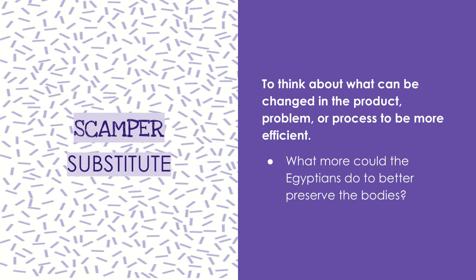Now, I'm going to go through each letter just in case there is some confusion. I would go in and we would have a talk about it. Substitute is to think about what can be changed in a product, problem, or process to be more efficient. I'm a social studies teacher, so this is an example: what more could the Egyptians do to better preserve the bodies?